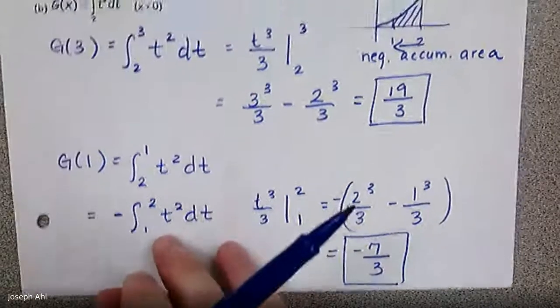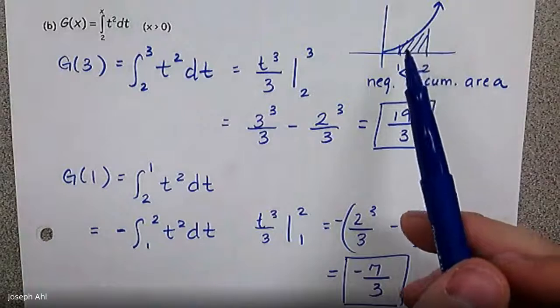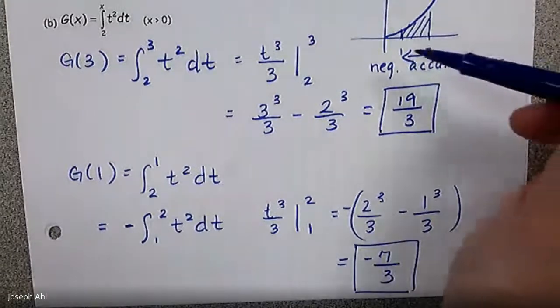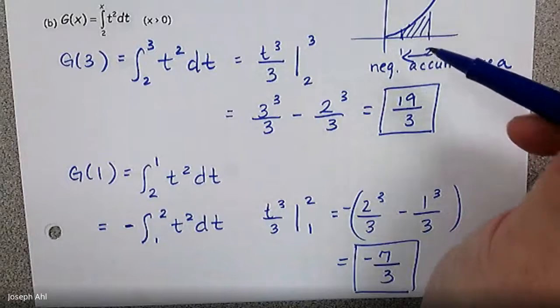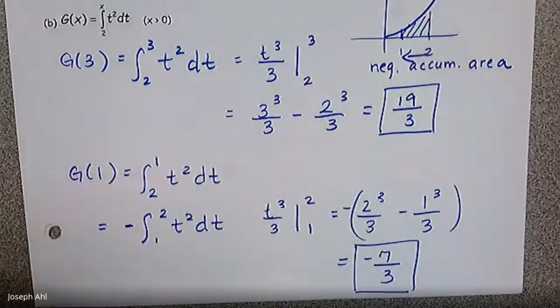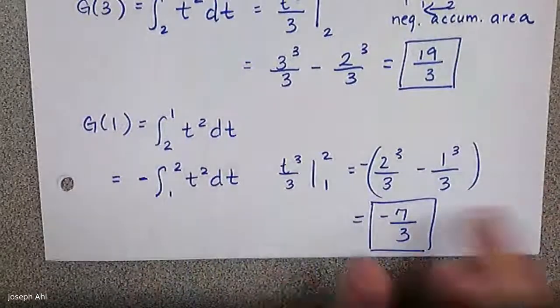So if you're just looking at this and you're looking at the shading, the answer should come out to be positive because of where the area is located. However, when you work backwards, heading this way, the calculation is actually accumulating area backwards, and it winds up resulting in a negative accumulated area as justified by the algebra here.